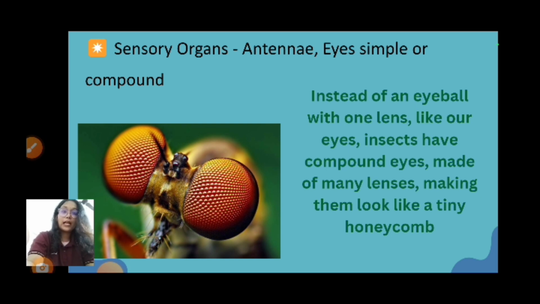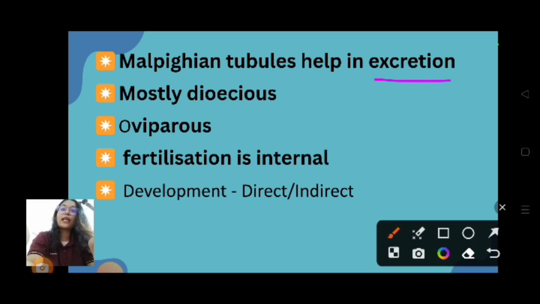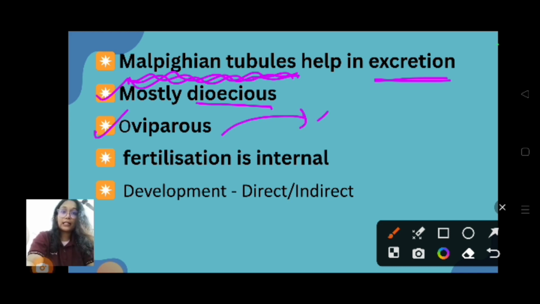Then moving on to the next slide. Here the excretory system is known as the Malpighian tubules. In arthropods, there are Malpighian tubules which are the excretory structure. The next point says they are dioecious, meaning sexes are separate. They have male and female in different bodies. They are basically oviparous, meaning they lay eggs. Oviparous. Are you getting it?